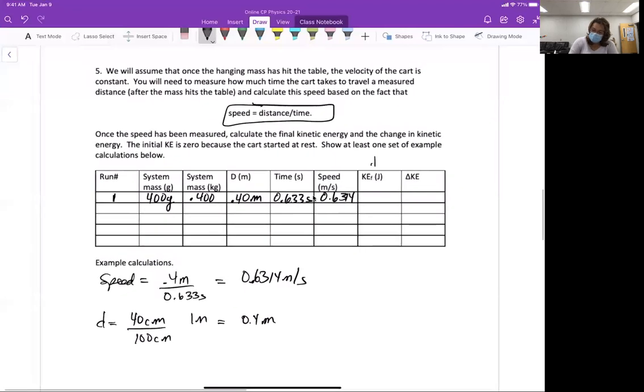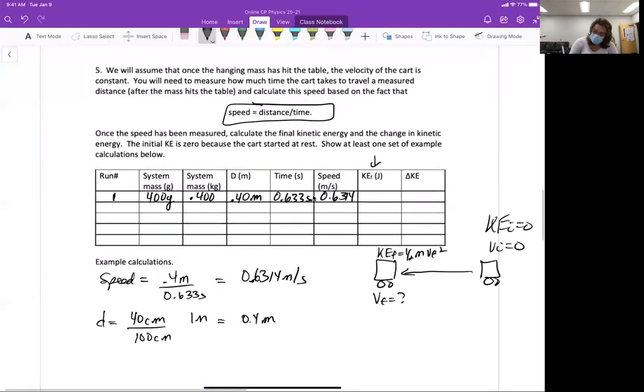I need to know the final kinetic energy of the car. So let's take a look at the car. So here he is. He had an initial velocity of 0, so his initial kinetic energy was 0. And then this force was being applied. What is its final kinetic energy? Well, I need to know its final velocity. We just measured its velocity because it's constant. We just measured it, and that was 0.6314 meters per second. So I have to calculate that final kinetic energy.